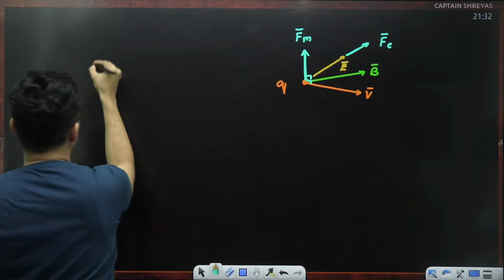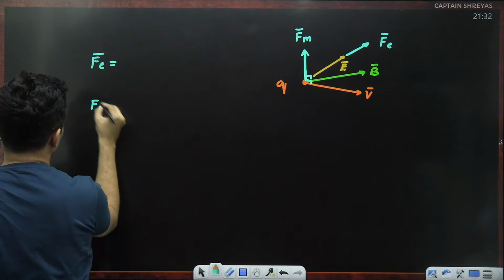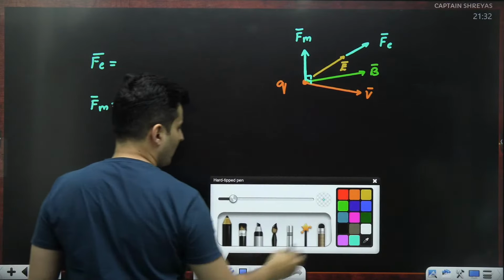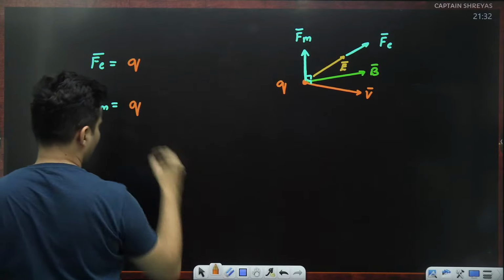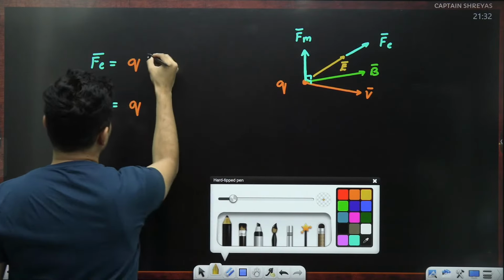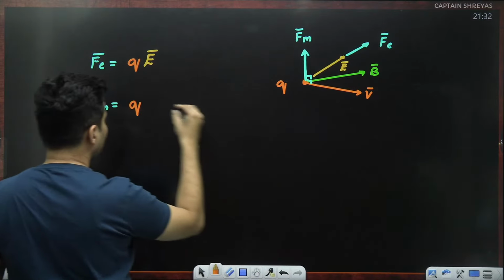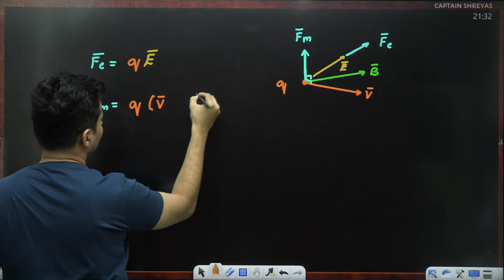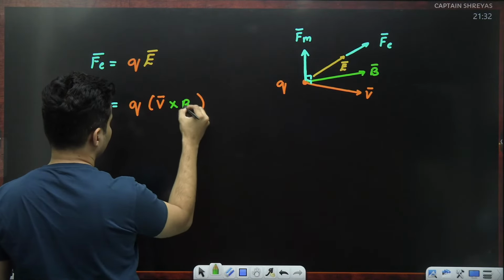So if you ask me the values of the electric force and the magnetic force, well, electric force will be charge multiplied by the electric field, whereas magnetic force will be charge into velocity cross the magnetic field.